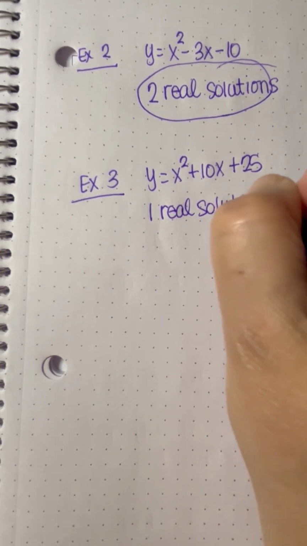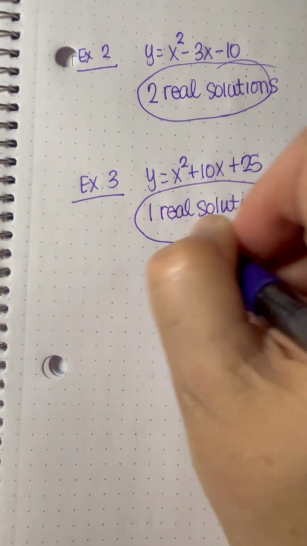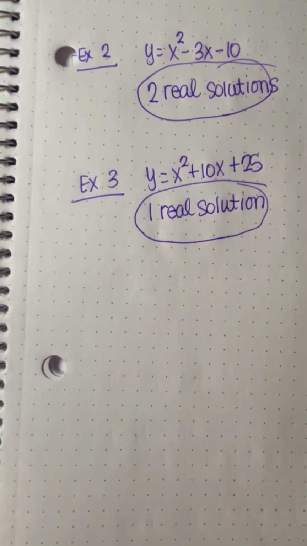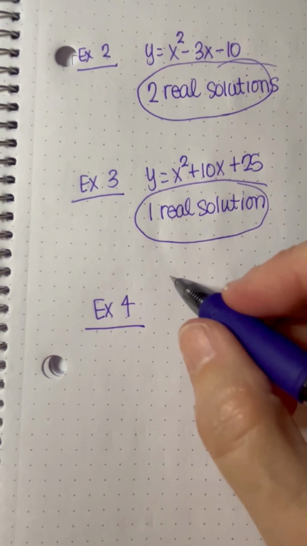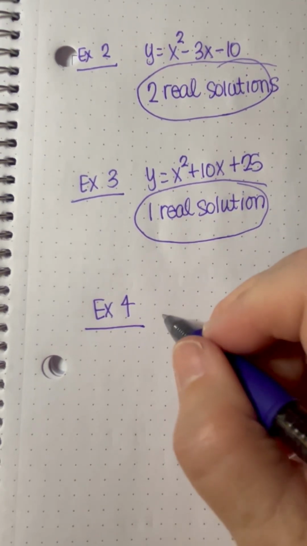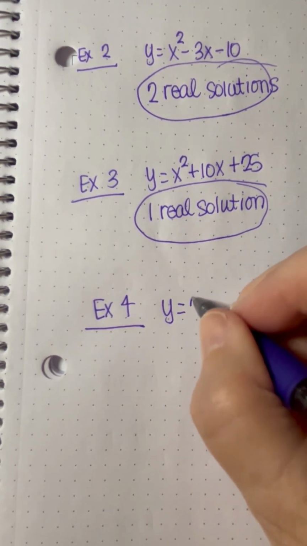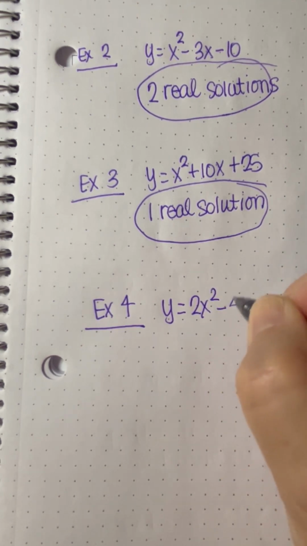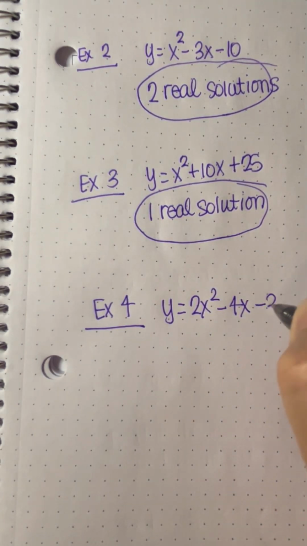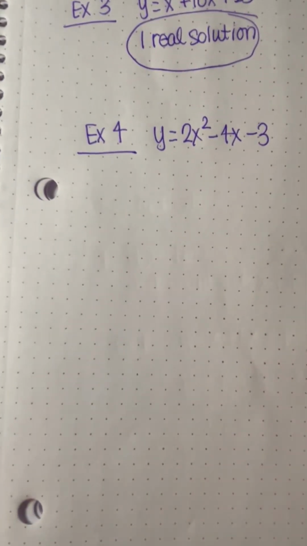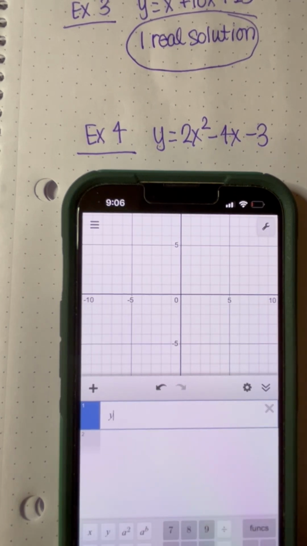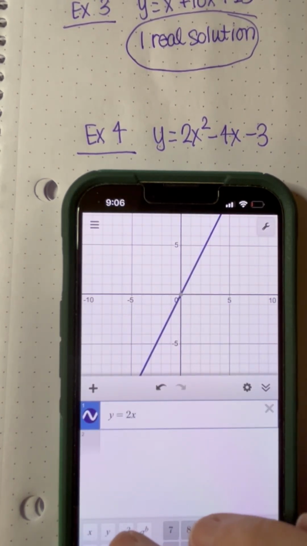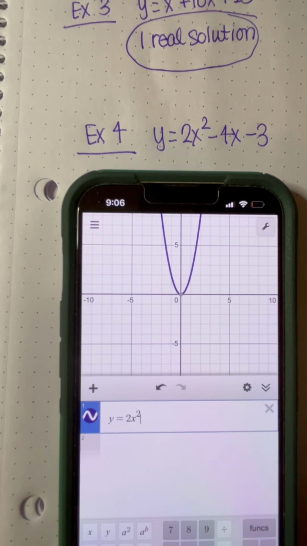So I hope you all see that this type of problem is very, very easy. If they ask you how many solutions an equation has, you have the option of simply graphing it, putting it into Desmos, and then looking to see how many times it's hitting the x-axis. So continuing on here, y equals 2x squared minus 4x minus 3.